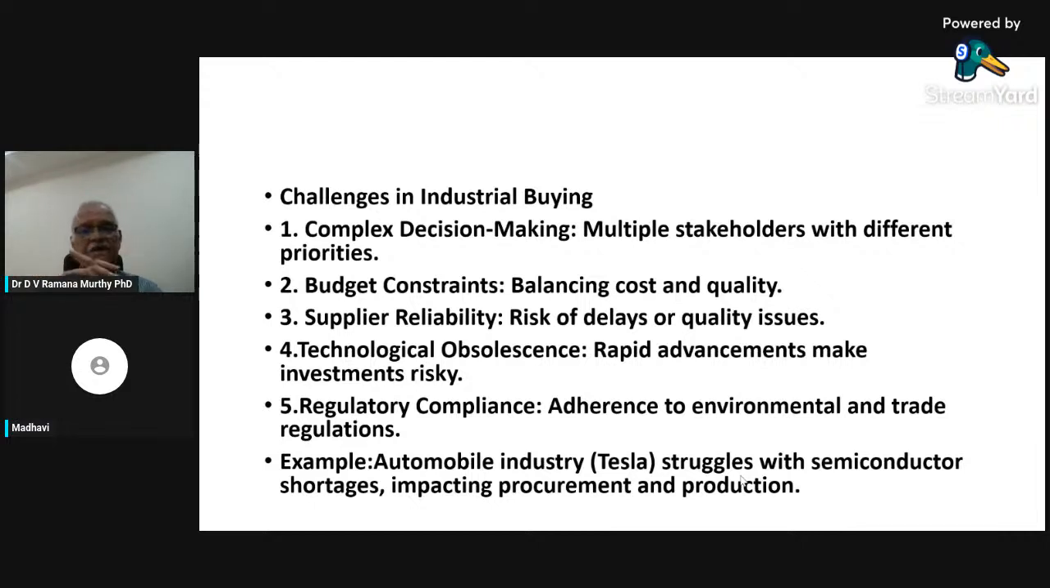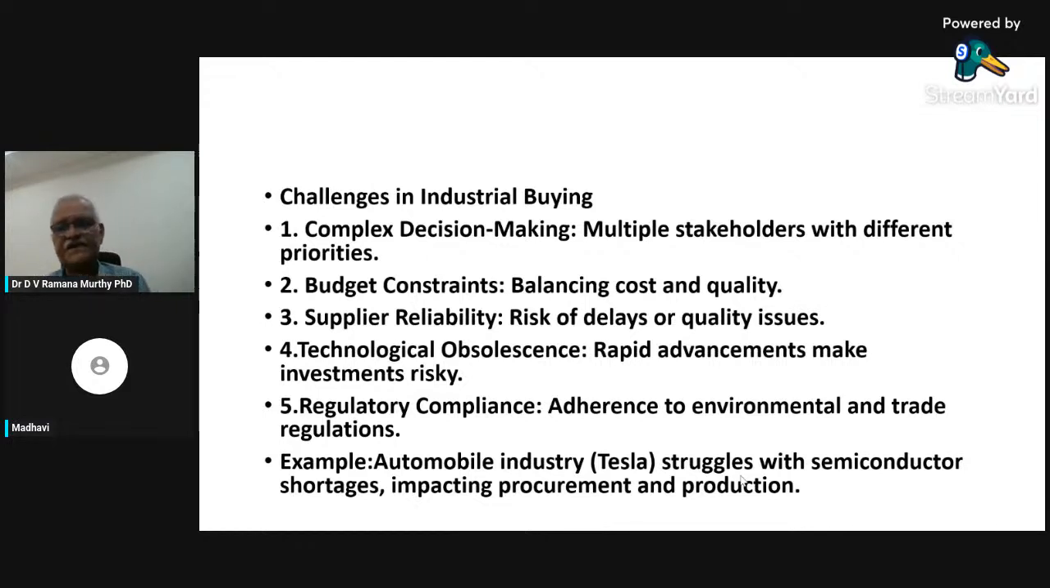One, complex decision making, because there are multiple stakeholders with different priorities. The purchase department, the procurement department will have a priority of its own, and users, meaning the engineers who use this equipment on the manufacturing floors, have their priorities, and top management, the finance department, a lot of people have their own priorities in the process of handling this. So that's complex decision making.